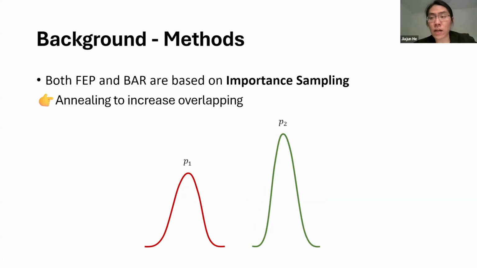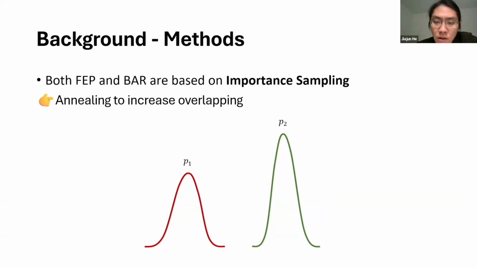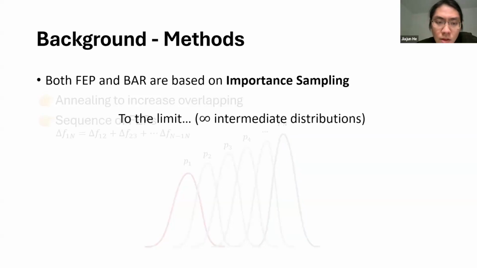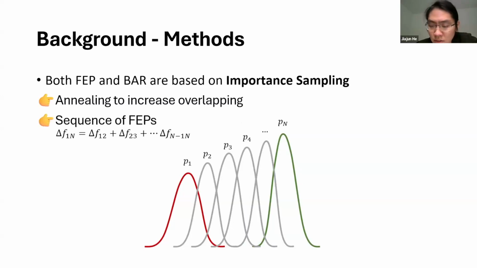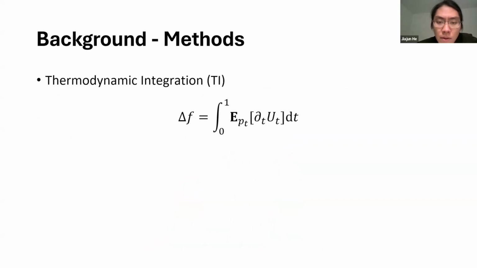Another way to increase overlap is to do annealing. It's quite standard. So assume we want to estimate the free energy difference between P1 and P2, and we now plug in a lot of intermediate distributions. Now each of the neighboring pairs has enough overlap so that we can apply a sequence of FEPs. And actually, you can show that if you take the limit, which means you insert infinitely many distributions in between, you will recover thermodynamic integration, or TI.